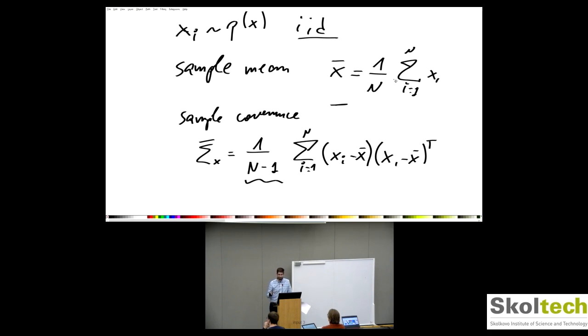Okay, I see some faces of surprise. Anyway, there's a proper demonstration of this if you go to statistical books. But is this clear? Thumbs up if sample mean and sample covariance is something that you can use now if I give you a bunch of samples. Yeah, okay, awesome.